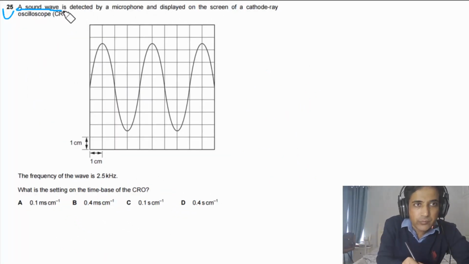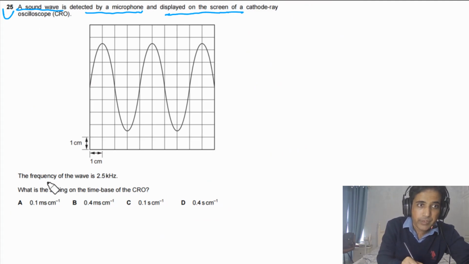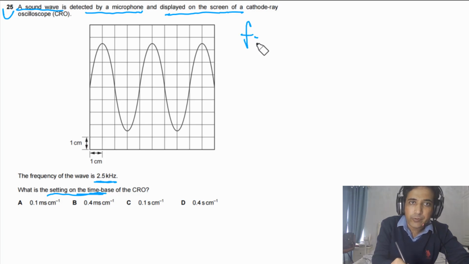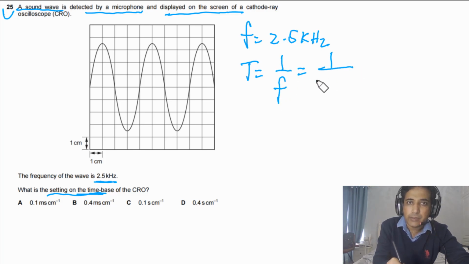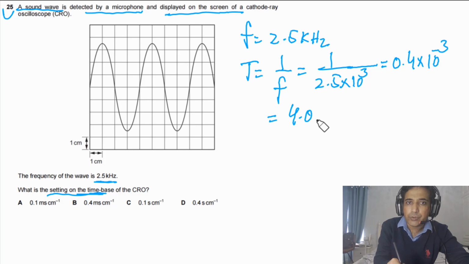Question 25 says a sound wave is detected by a microphone and displayed on the screen of a cathode ray oscilloscope. The frequency of the wave is 2.5 kilohertz. What is the setting on the time base of the CRO? First of all, we have frequency equal to 2.5 kilohertz. We can calculate time period, that will be equal to 1 over frequency. So this is 1 divided by 2.5 times 10 to the 3 hertz. If we solve this, we will get 0.4 times 10 to the minus 3, or we can say this will be equal to 4.0 times 10 to the minus 4 seconds.